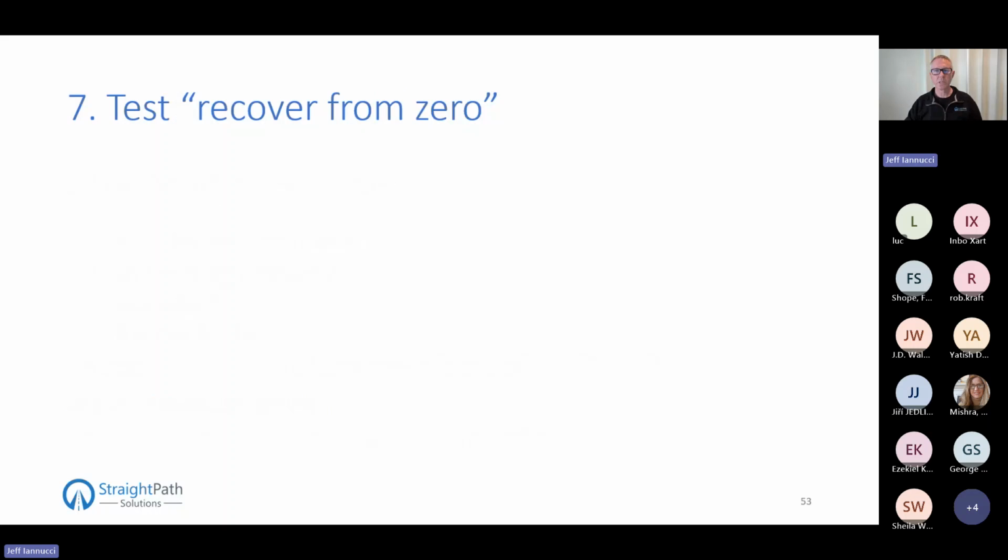Test something that's called recover from zero. Assume you lost everything. Remember I said assume a breach? Well, assume that tomorrow you are the person, you are the eagle with the phone. Somehow eagles have fingers on their wings, but you're the eagle on the phone that gets the call saying, hey, we can't access anything in our environment.